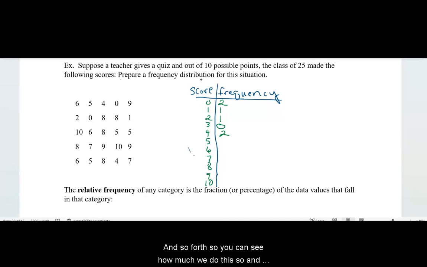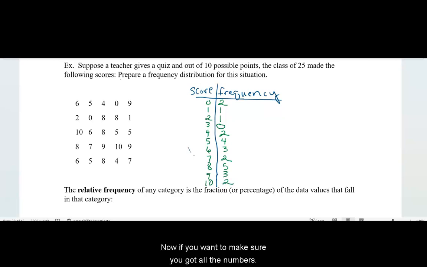So you can see how we do this. Then you count how many 5s. We have 4 of those. How many 6s? There are 3. 7s, there's 2 7s. 8s. 8 has the most. There's 5 8s. And then we have 3 9s and then 2 10s.